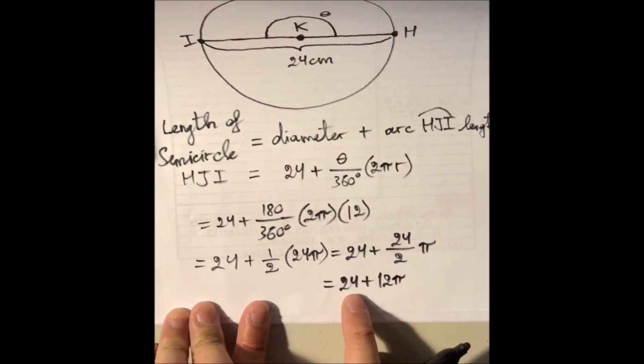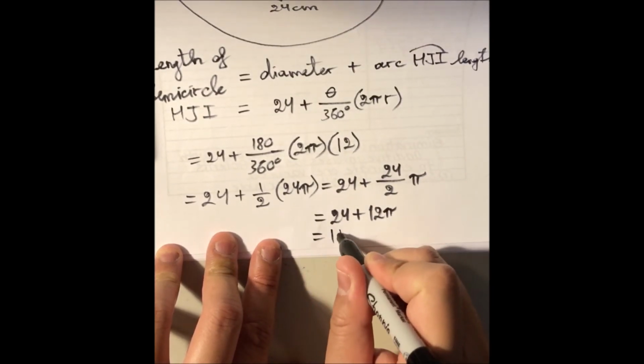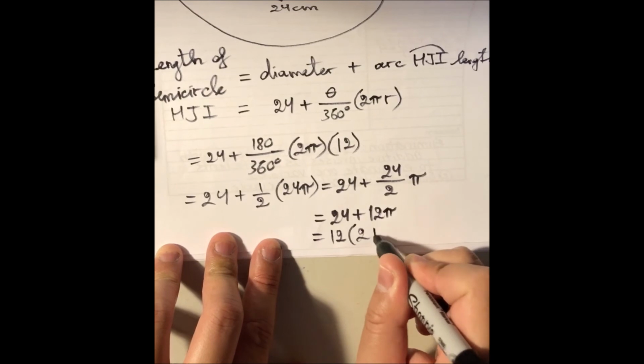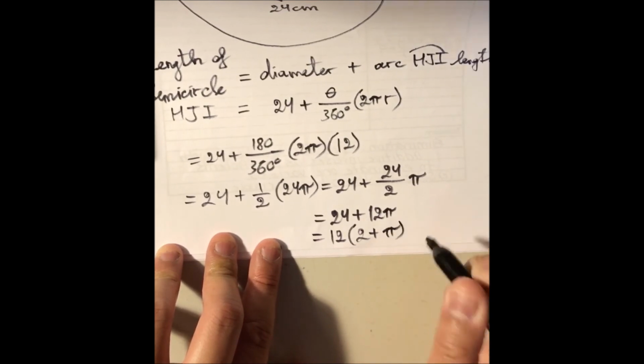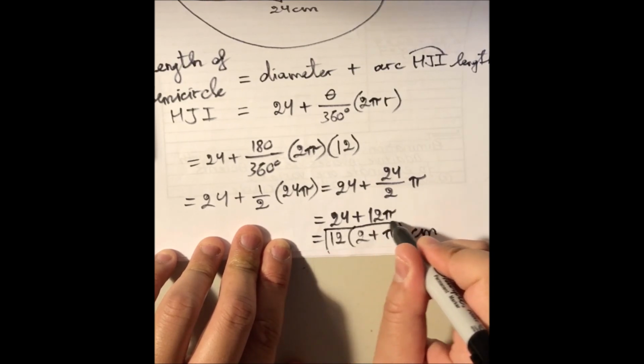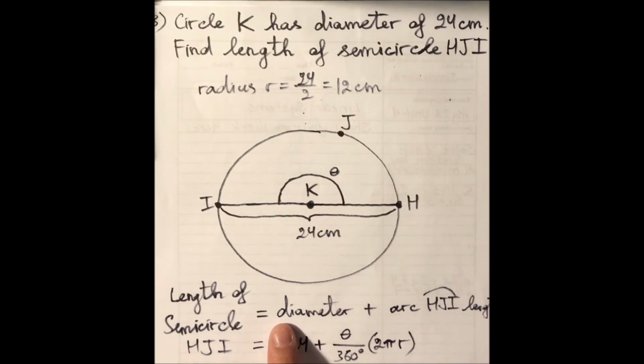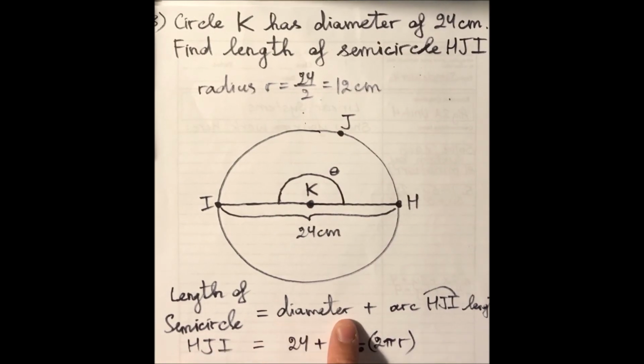And if you want to factor out the greatest common factor of 12, that's going to give us 12 times 2 plus pi centimeters. This right here is the length of the semicircle. Okay, so the formula for the length of a semicircle is just the diameter plus the arc length of the arc HJI in this case.